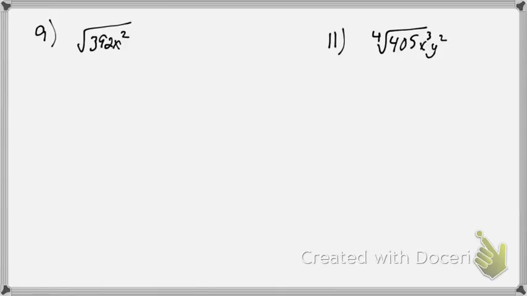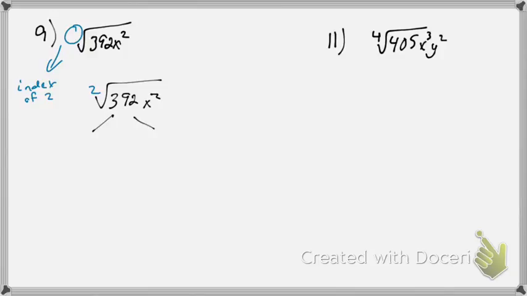Now this time, since we do not see an index that's listed, remember that's implying that it's an index of 2. And so we're looking at the square root of 392x squared. So we're going to separate the number from the variable. So we have the square root of x squared, and we have the square root of 392. So I'm going to start with the number.